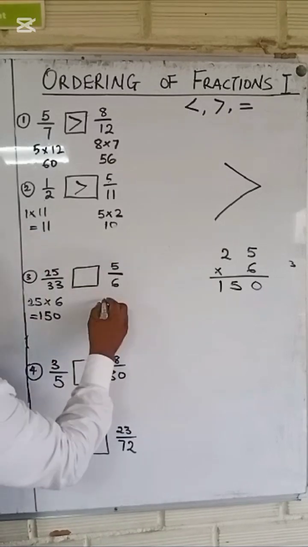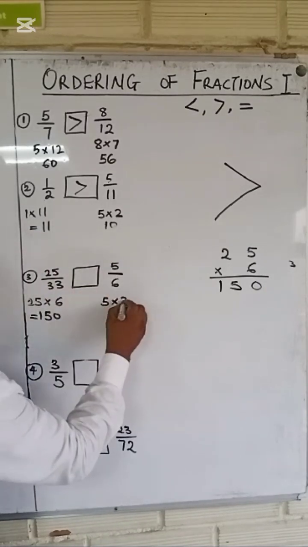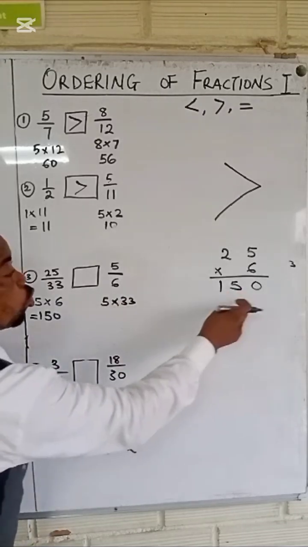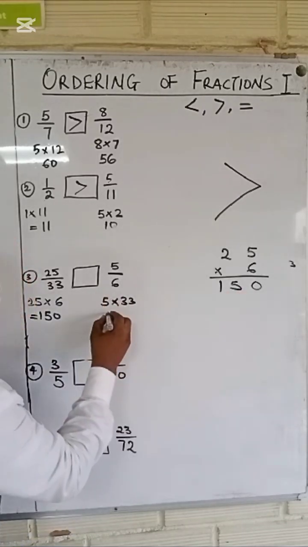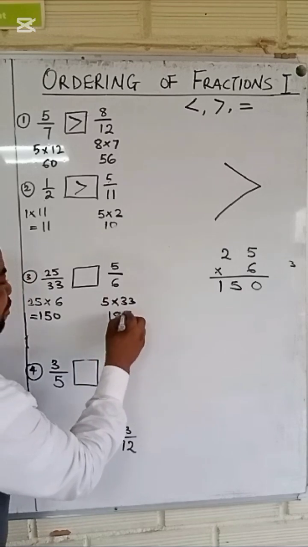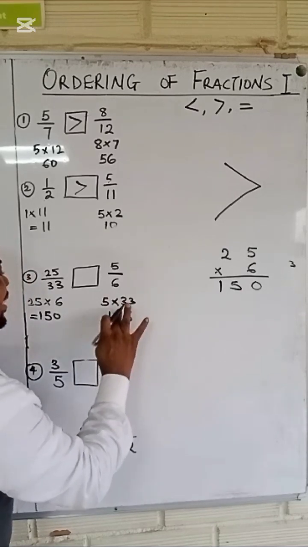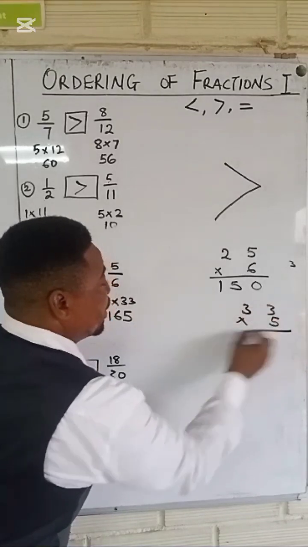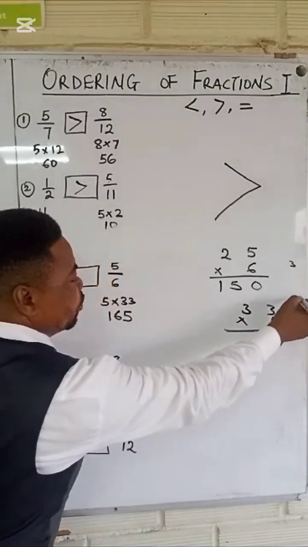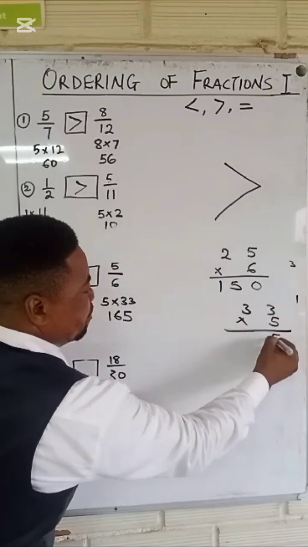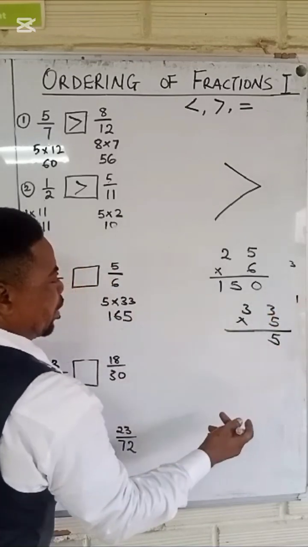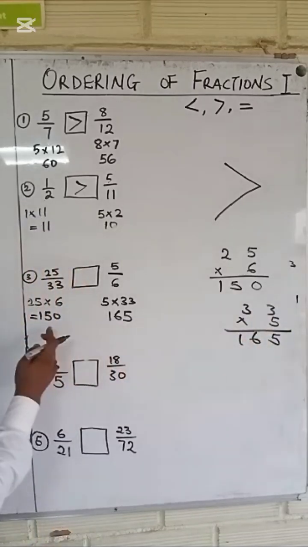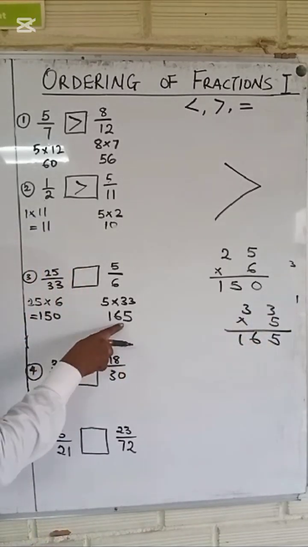So this one now, you pick the 5 here. That is 5 times 33. Then you do the same thing. If you have done it very well, I think you will be getting 165. Let's do it to clear our doubts. 33 times 5 will give us 15. We have 1 here, and we write 5. Now 15 plus 1 will give us 16. So that is 165. It is obvious now which one is bigger.